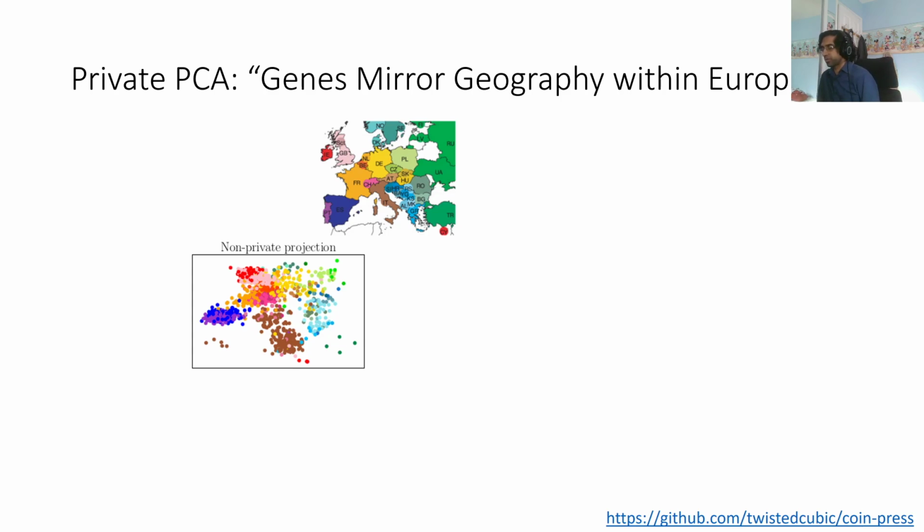What the researchers did was the following. They took this high-dimensional genomic dataset, did a principal component analysis, and took the top two principal components. They plotted the projection of the data onto these two principal components in the plane, giving rise to this picture here, which you can see fairly closely resembles the map of Europe above.